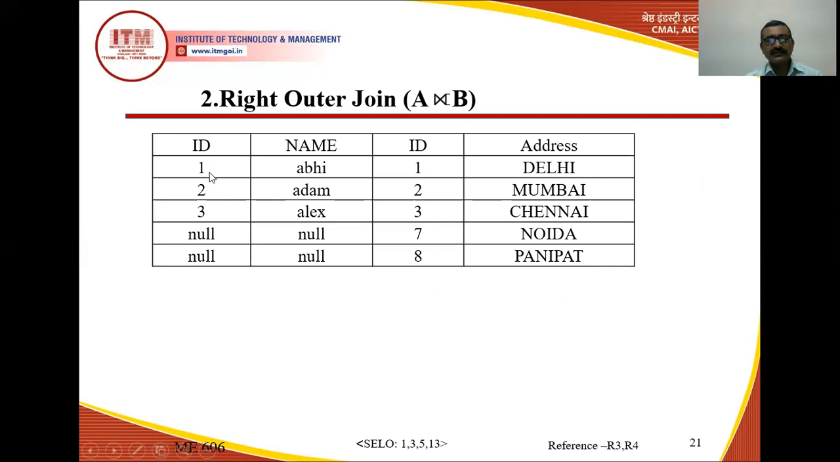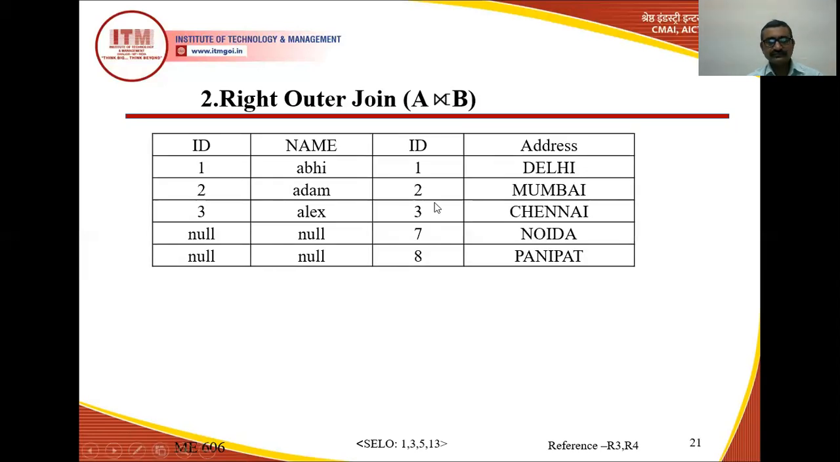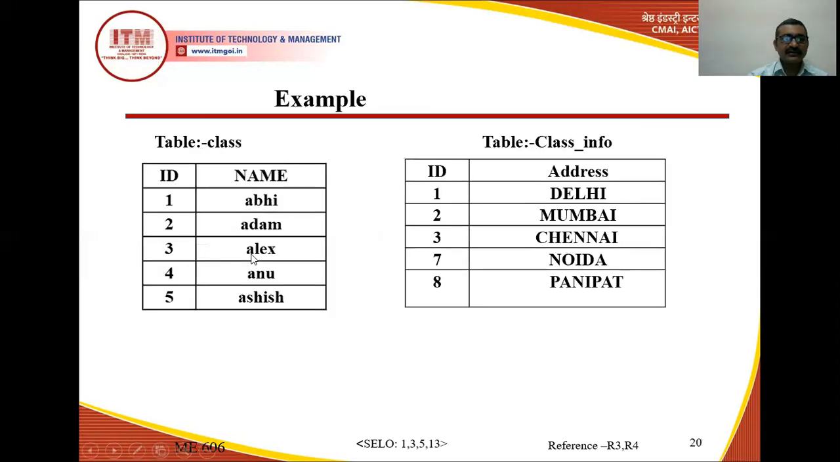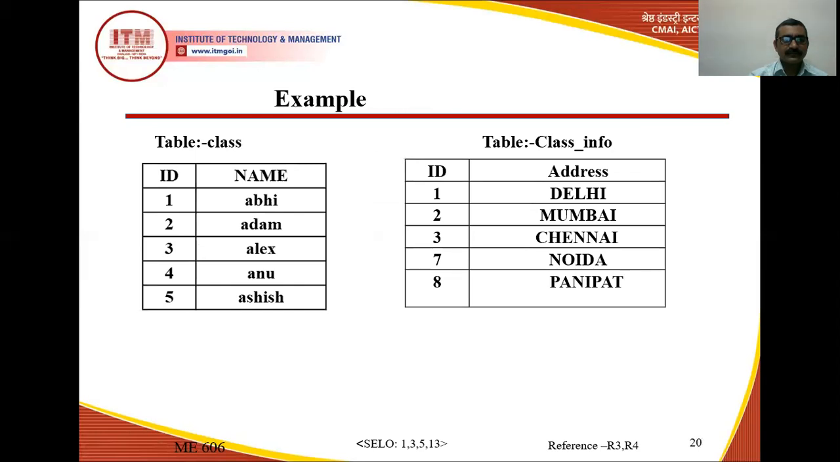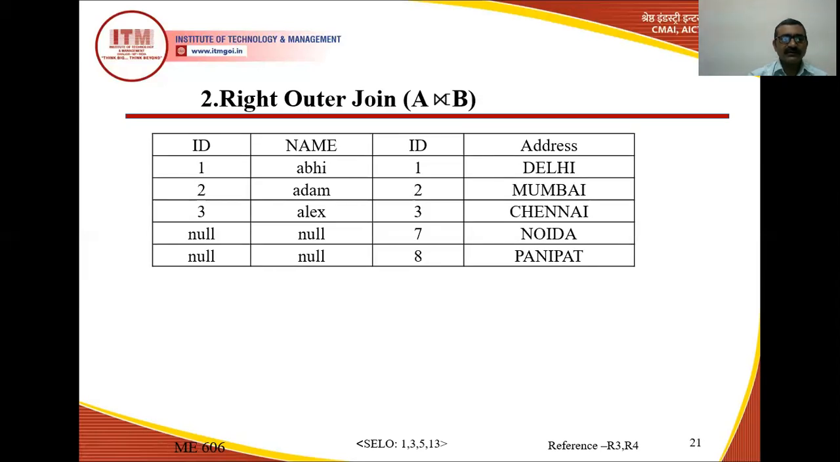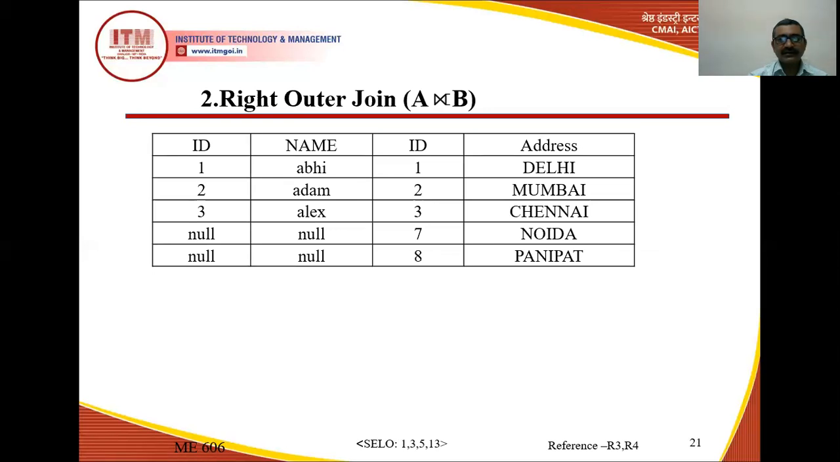So ID is one and name is Abhi, and ID is one and this is that. Okay, and second one is two, Adam, and two is a number, but there is a class ID and there is a class info ID. Okay, and three is Chennai, but ID is not mentioned in this field. Okay. So ID is not matched there. Null, and the 7-8. 7-8 is class info ID. Okay. Then after null, then 8 and 5.